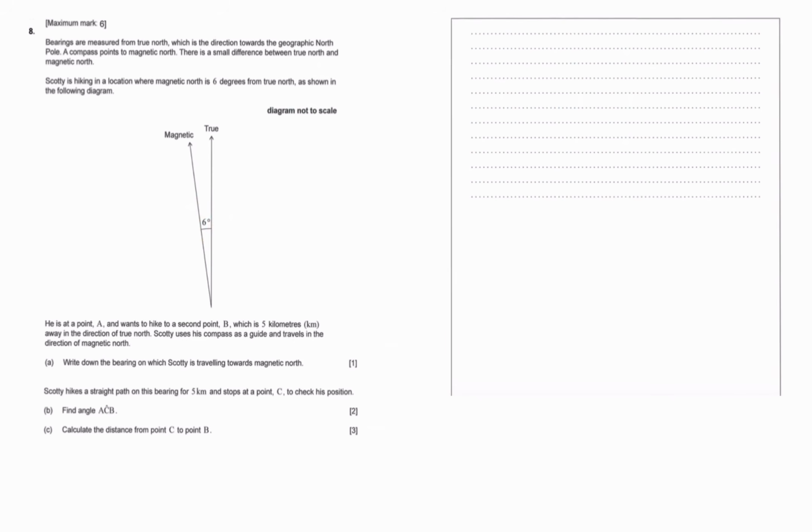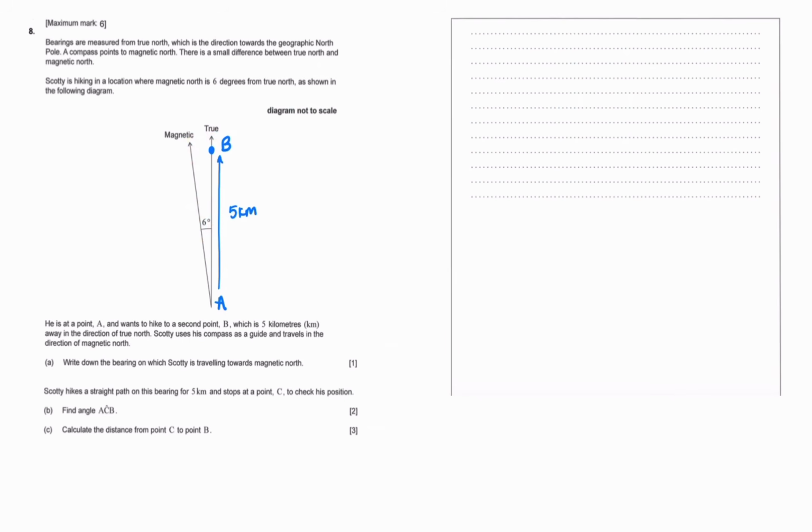So if Scott is hiking in a location where the magnetic north is 6 degrees different, then this is the direction that we're doing. If he's trying to go to the north, but he's actually going magnetic north, then he's going 6 degrees different to a place. Okay. So if he is at point A and he wants to hike to a second point, point B, so he starts at A and he's trying to get to B, which is 5 kilometers away in the direction of true north. So he's trying to get to here, and this distance is 5 kilometers.